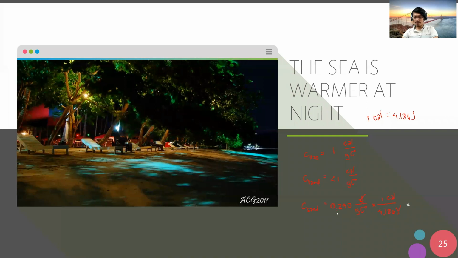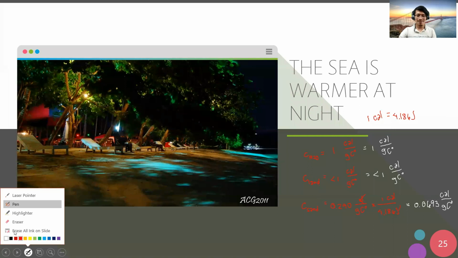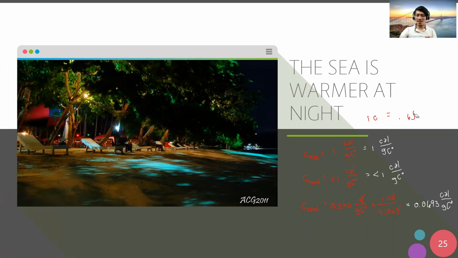0.290 divided by 4.186. So that means this is equivalent to 0.0693 calories per gram Celsius degree. Nakuha? So ito, less than 1 calorie per gram Celsius degree. Ito, 1 calorie per gram Celsius degree. Do you follow? Okay, so anong ibig sabihin nito? Mas maliit yung specific heat ni sand.